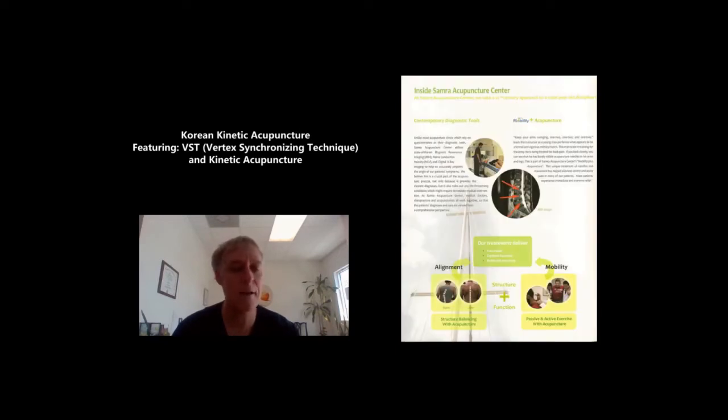Inside Samra Acupuncture Center, we take a 21st century approach to a 2,000-year-old discipline to provide our patients with the best of modern technology and age-old wisdom. We use contemporary diagnostic tools, an MRI imaging center, which was an investment of $500,000. And we had the full MRI imaging center.